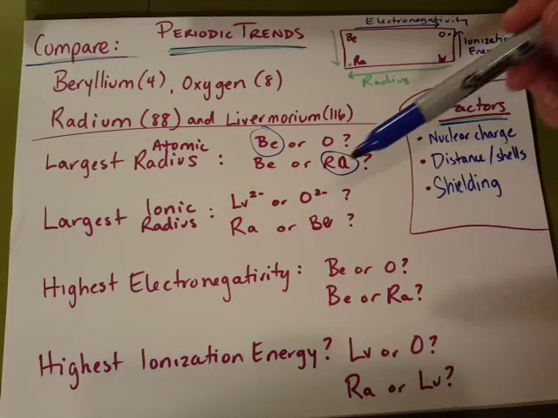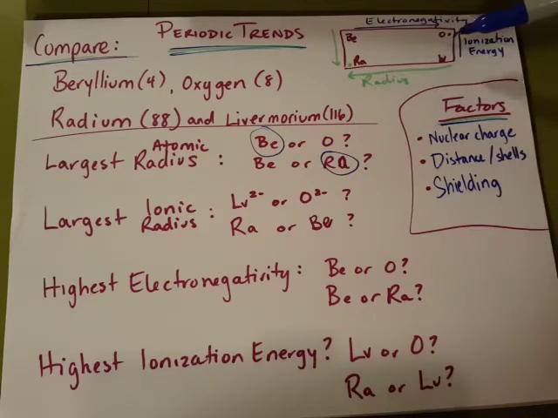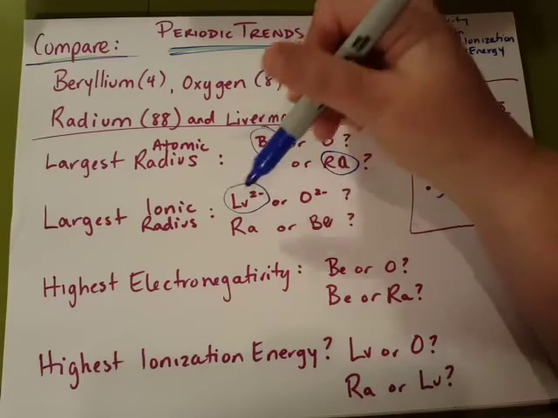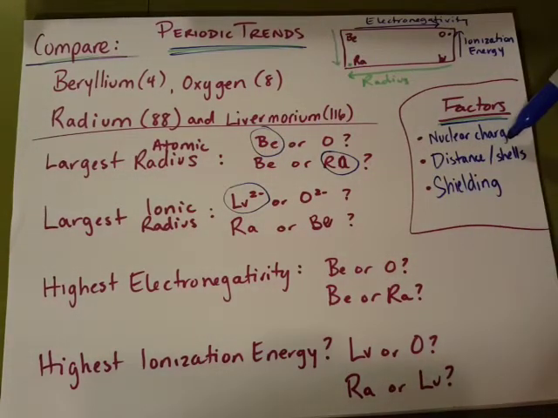So in terms of ionic radius, if we're going to compare two anions, the oxygen ion and the livermorium ion, which would have the largest ionic radius? The livermorium ion would, again for the same reasons that radium does. There's more distance, there are more shells at play. There's going to be some more shielding happening here. There are more protons, but they're further away from the nucleus, and there are going to be electrons in the way, doing some shielding.